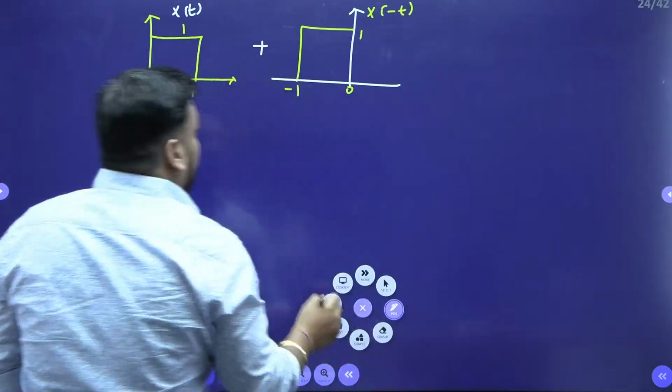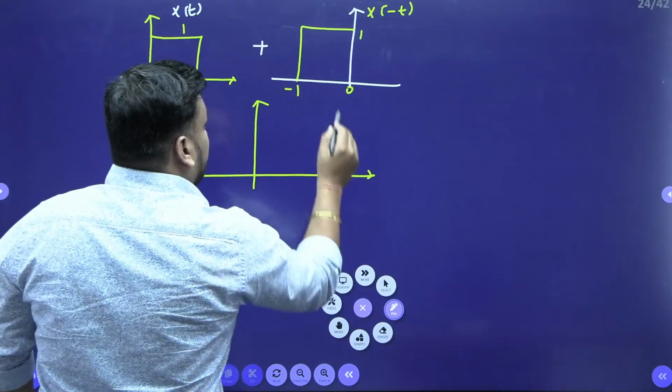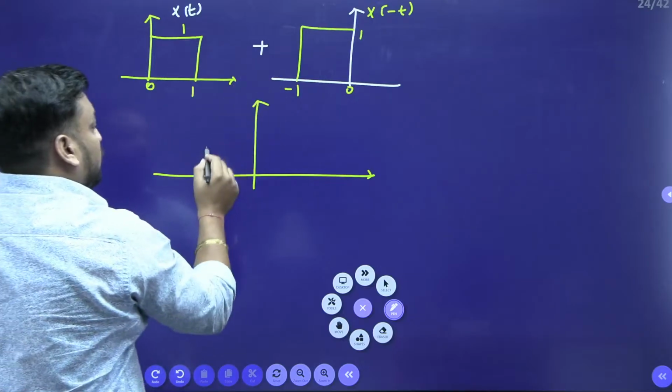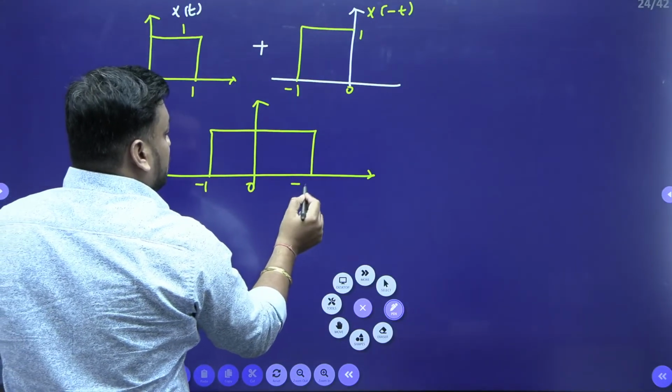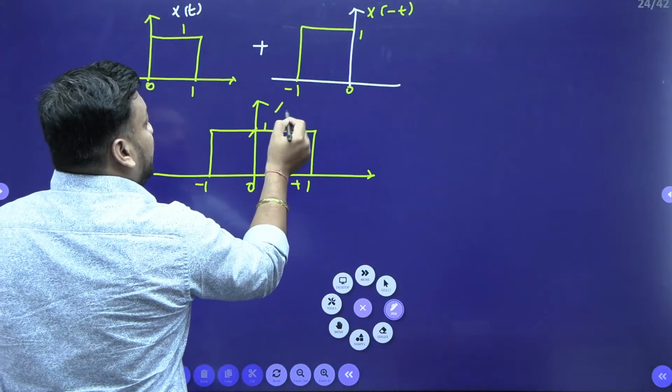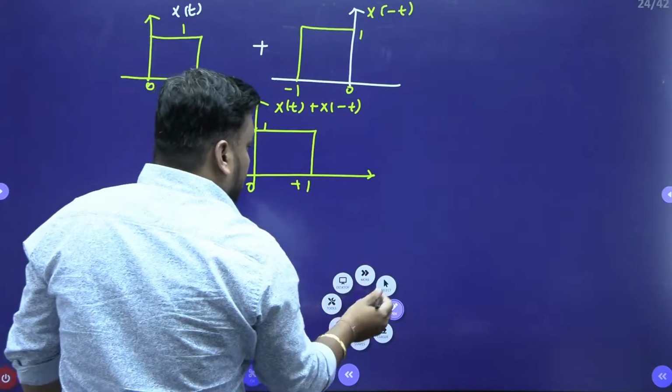So just let me know, beta, if I add these two curves, what will I get? Don't you think there is a discontinuity, so half and half, so again it will be 1. So the overall signal from minus 1 to plus 1 is 1 only. This is my x(t) plus x of minus t, and I am looking for its Fourier transform.